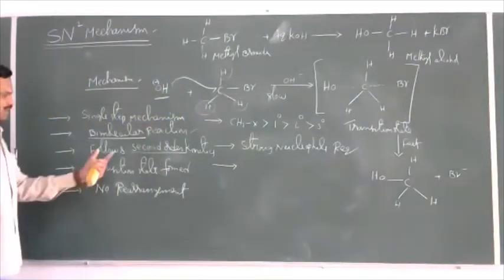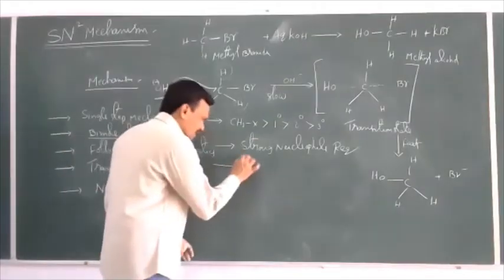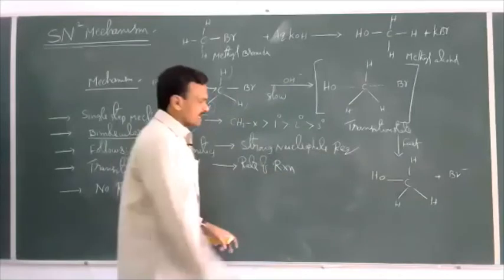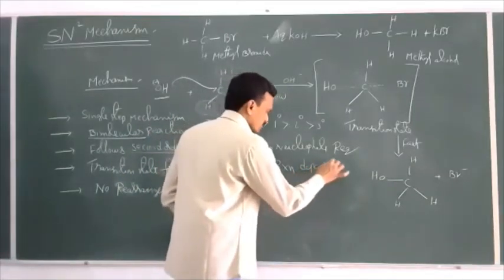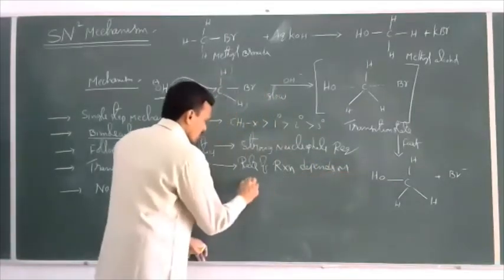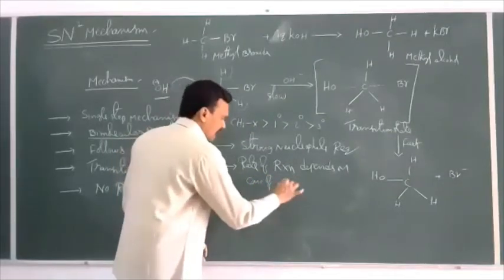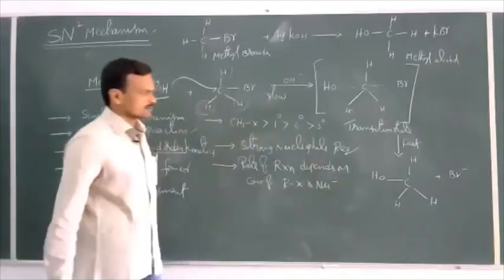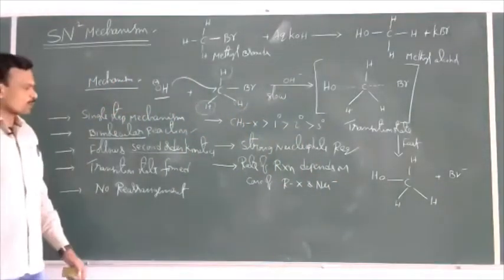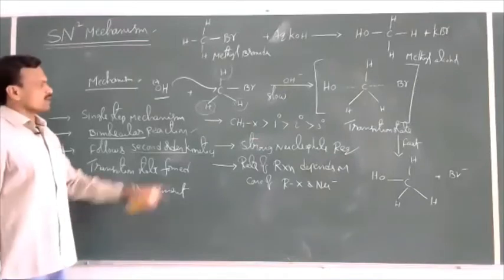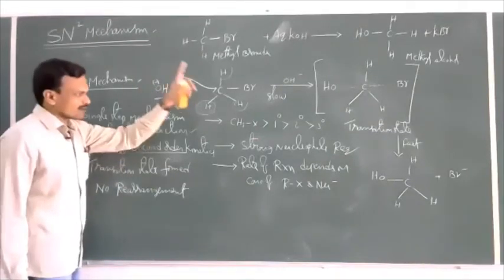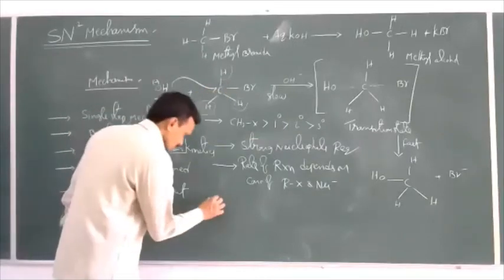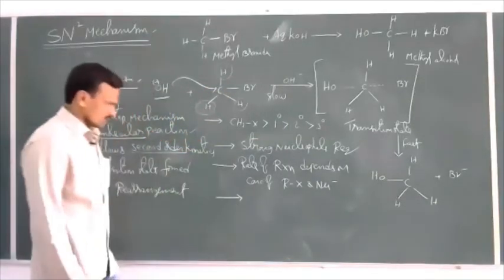So it follows second order kinetics, meaning the rate of reaction depends on the concentration of haloalkane as well as nucleophile. So the rate of reaction is directly proportional to the product of the concentration of nucleophile and the concentration of haloalkane. Both can decide the rate of reaction. Next.